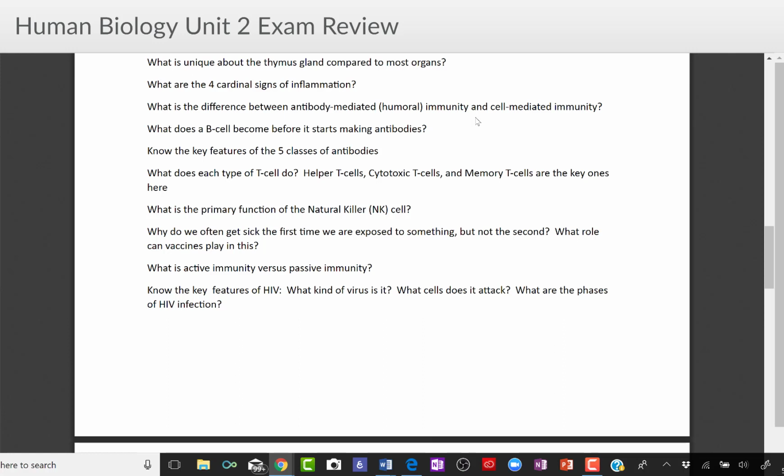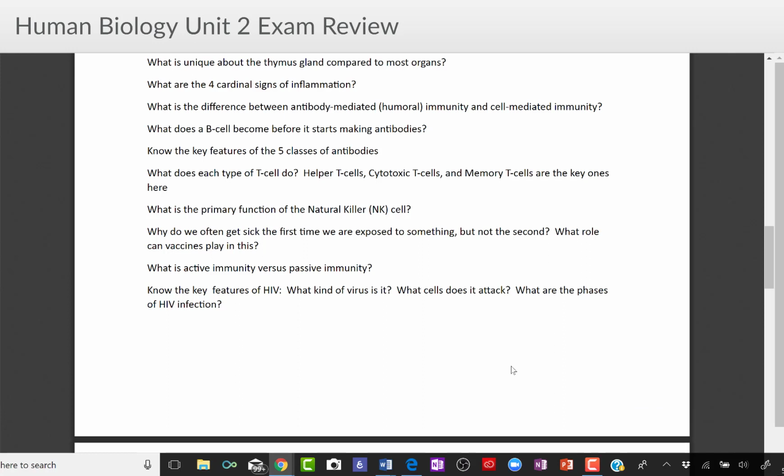Know the key features of the 5 classes of antibodies. So how you remember them is GAMED: IgG, IgA, IgM, IgE, and IgD. Okay, so we'll go in that order.